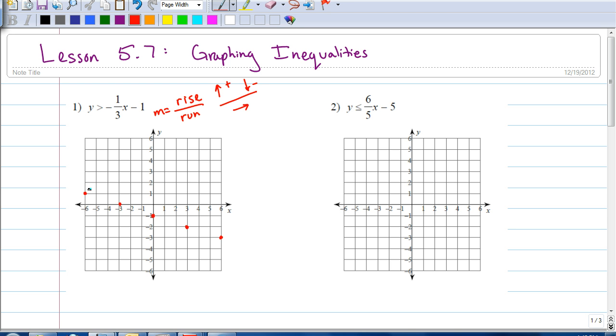Now, before we connect these with the line, there's something important that we need to talk about. And that's what kind of line to use. If it's ever less than or greater than, we're going to use a dashed line. The reason for that is the points are not going to be included on this line.